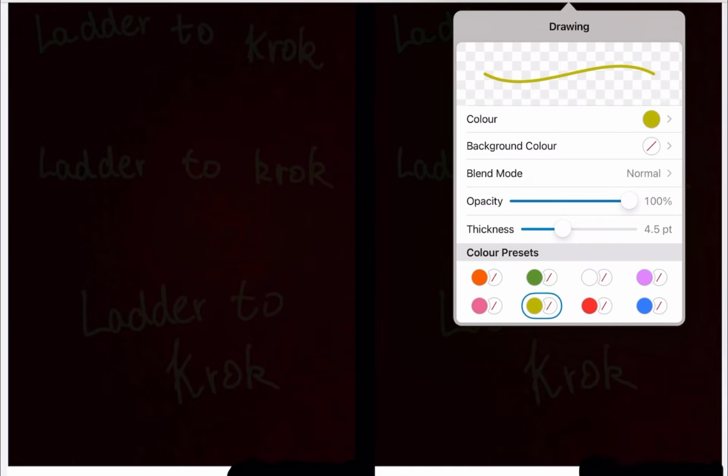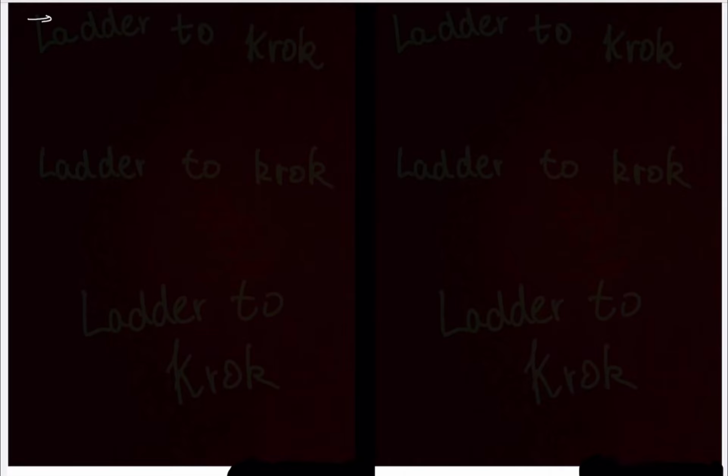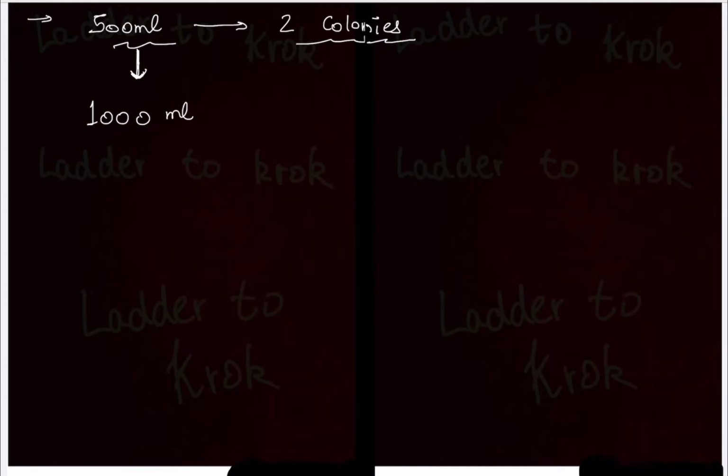Now let's come to our third one. Here we will discuss coli index and coli titer. See, if in the question they give you 500 milliliter, and in this 500 milliliter they form 2 colonies, now find out the coli index and coli titer. First of all we have to convert this 500 ml into the SI unit, which is 1 liter, that is 1000 milliliter. To convert 500 ml into 1000, multiply by 2. Obviously on the other side also we multiply by 2. It will be 4 colonies.